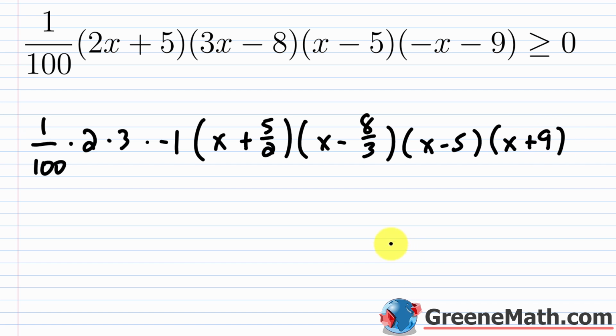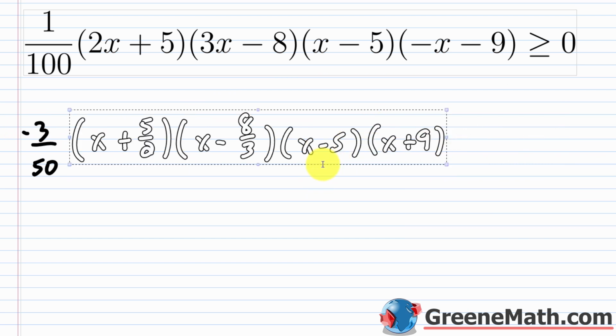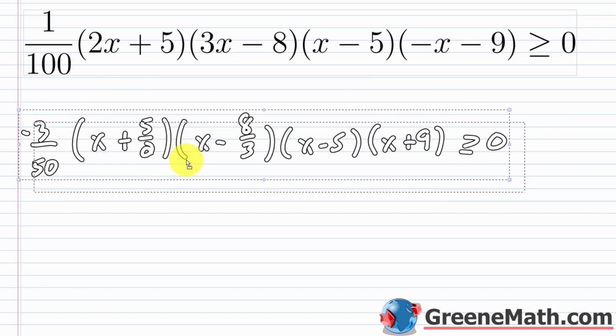Let me clean this up. So with 102, there's a common factor of 2. So 100 divided by 2 is 50. And you can just get rid of this. So basically you would have negative 3 over 50. So let me just write that like that. I'm just going to slide these down. And this would be greater than or equal to 0. Actually, I need to slide this so I can fit this. Put this in the middle.